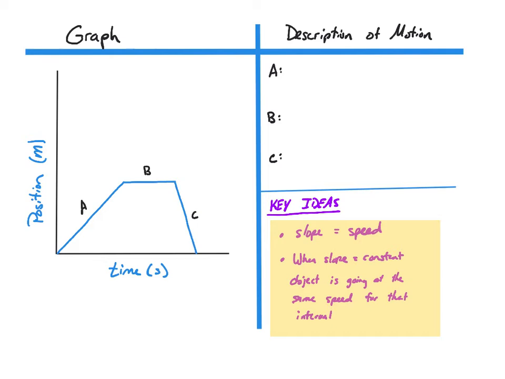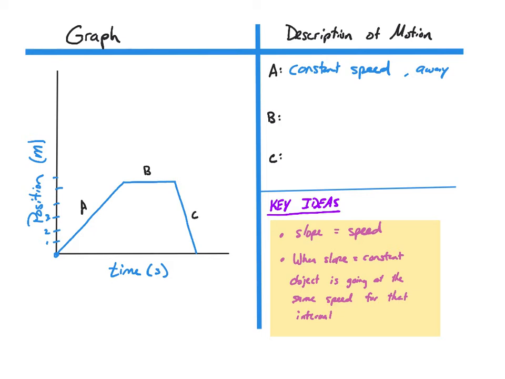So if we take a look at section A, for example, we know that the object is moving at a constant speed, and the direction is away from the origin. So if we put little tick marks in, maybe this is measuring out meters, we know that this might be 1, 2, 3, and so on meters away. So object A starts at 0 and it ends at about 5 meters away from where it started.